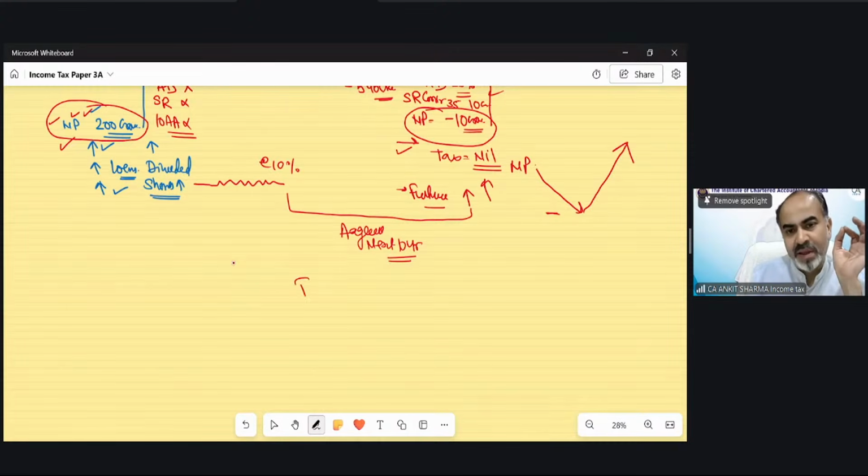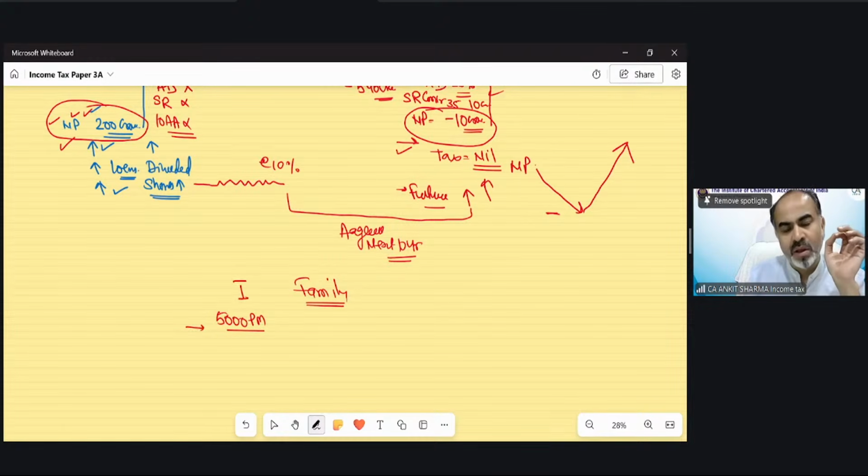Suppose there is a family. Let me make you understand from your point of view. Fine, you are living in a family and your monthly pocket money is, suppose, 5,000 rupees per month from your parents. Clear? So in family one, a child is receiving 5,000 rupees per month, so in a year he is receiving 60,000 rupees pocket money.